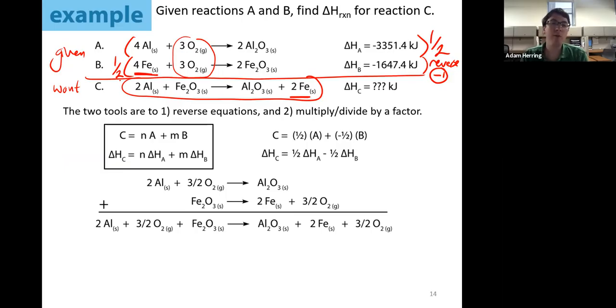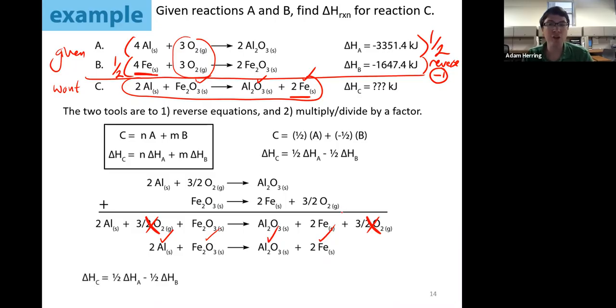In the same way that, when we looked at molecular and net ionic and full ionic equations, we canceled out the spectators, we can eliminate anything that is extraneous, that shows up on both sides of the equation. You can then rewrite the equation and verify that it matches the equation you're looking for. So in reaction C we have 2 aluminum, 1 iron oxide, 1 aluminum oxide, and 2 iron. So we know that we did it properly.